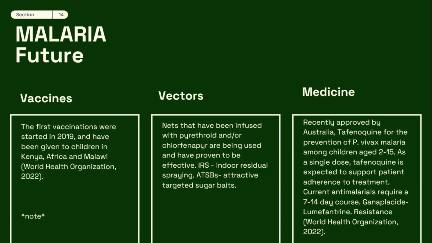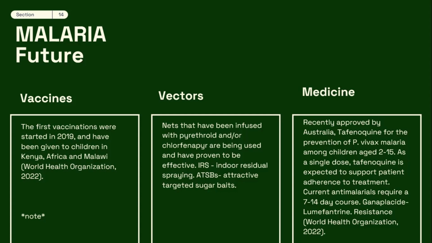The indoor residual spraying is also used, and now they're beginning to have people use ATSBs, which are attractive targeted sugar baits, and they're basically like a paper fly trap hung outside people's doors to attract all of the mosquitoes and such so they don't even try to come into the homes.